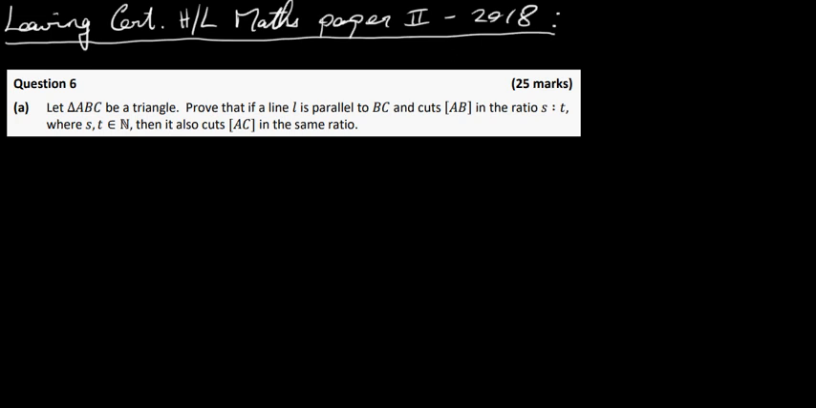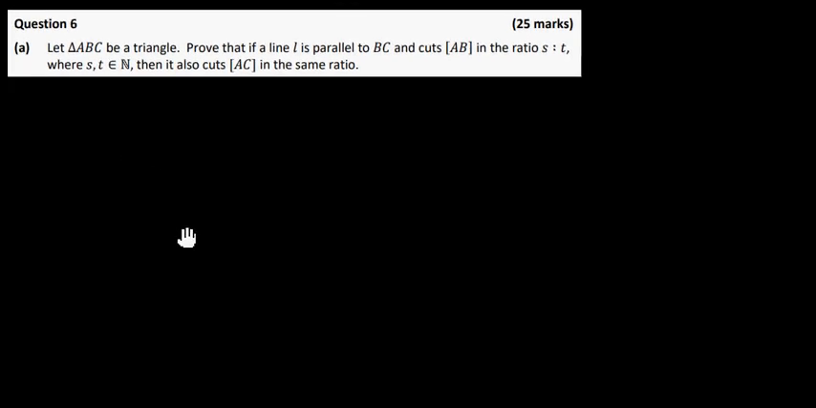Okay, so let's have a look at the Leaving Cert Higher Level Maths Paper 2 for 2018, question 6. Question 6 is a geometry question. The first part involves one of the proofs that you have to be able to write out. Let ABC be a triangle. Prove that if a line L is parallel to BC and cuts AB in the ratio S to T, where S and T are elements of N, then it also cuts AC in the same ratio.